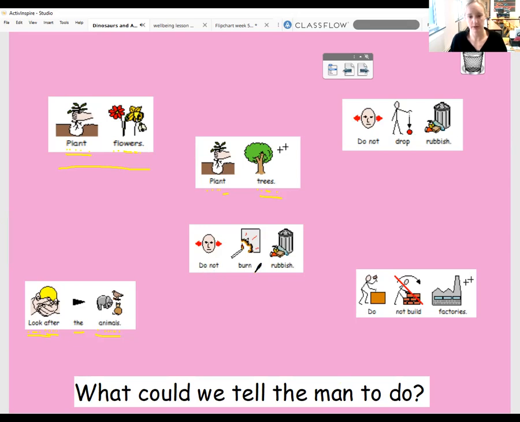Here we've got do not burn rubbish. Do not drop rubbish. That's a good idea. And do not rebuild factories, because remember the factories were polluting all the air. Or maybe if we said don't build factories that produce too much waste, so making eco-friendly factories, okay, so that the air around us on the planet isn't polluted again.